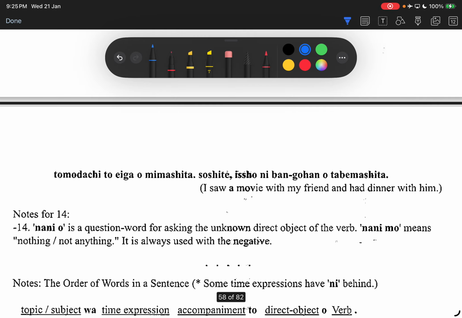Okay? Next sentence. Tomodachi to, at the very top. To is with, the accompaniment particle. So with friends, eiga o mimashita. With friends, movie watched. So I watched a movie with friends. And then, 一緒に晩ご飯を食べました。So I interacted with 晩ご飯 by 食べます, by eating. So I ate dinner.